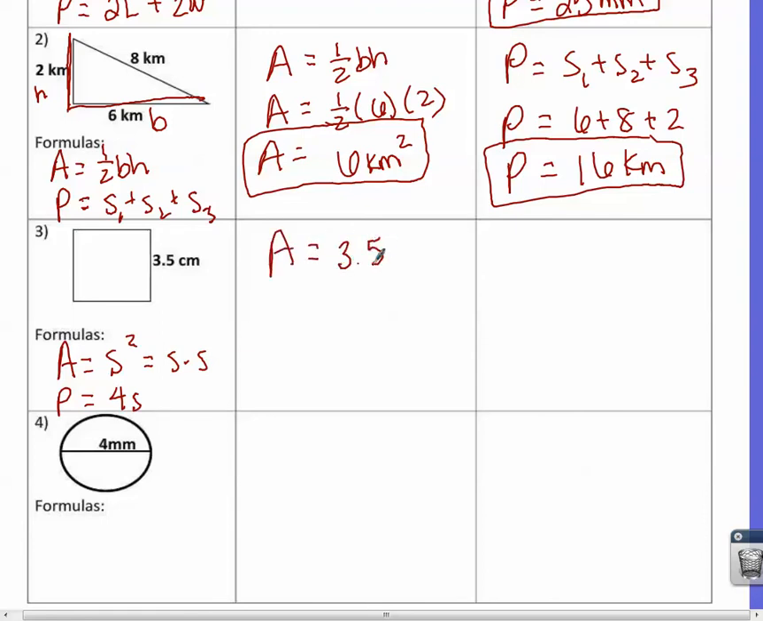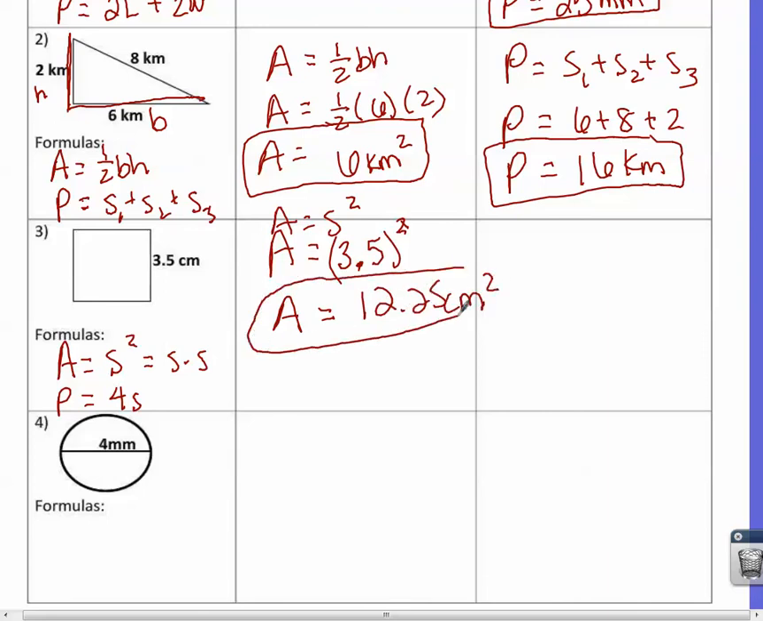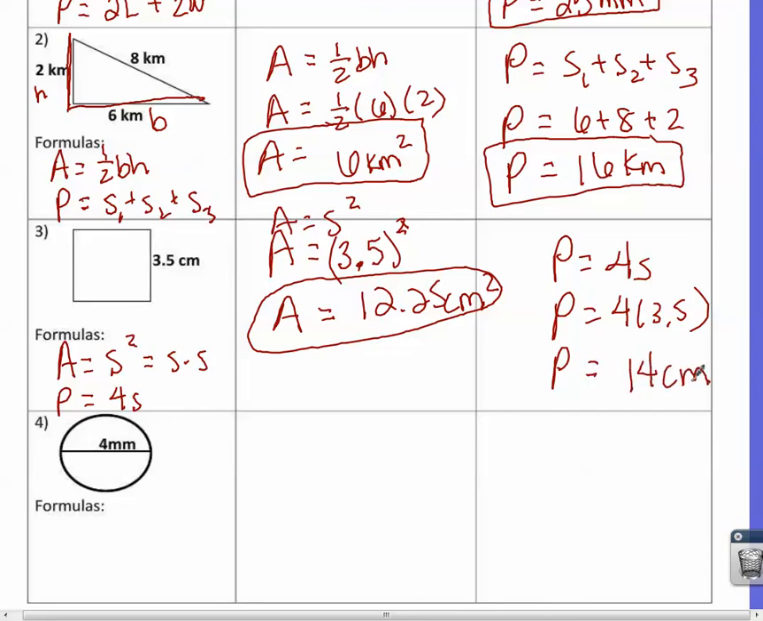So this would be 3.5 squared, which is 12.25 centimeters squared. Area is always squared. Perimeter, write down your formula, which is 4 times s, so 4 times 3.5. So perimeter is equal to 14 centimeters.